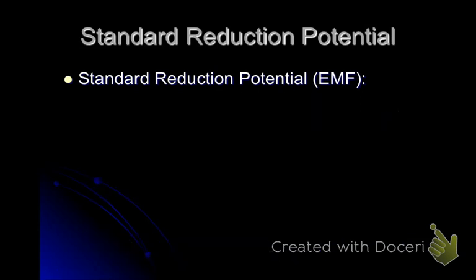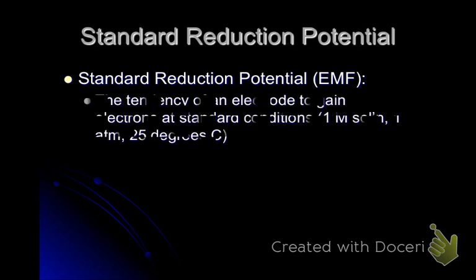So the standard reduction potential, or EMF, is the tendency of an electrode to gain electrons at standard conditions. Standard conditions in the case of an electrochemical cell are when you have a 1 molar solution at 1 atmosphere of pressure and at 25 degrees Celsius. So it's a relative measure of the tendency, so how badly an electrode wants to gain electrons or be reduced, that's why it's called the standard reduction potential, at standard conditions.